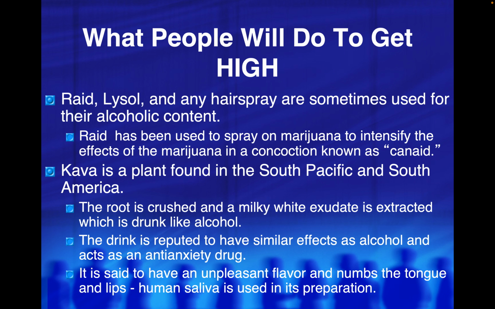Kava is a plant found in the South Pacific and South America. The root is crushed and a milky white exudate is extracted, which is drunk like alcohol. The drink is reputed to have similar effects as alcohol and acts as an anti-anxiety drug. It is said to have an unpleasant flavor and numbs the tongue and lips. Human saliva is used in its preparation. There you go, drink somebody else's spit.